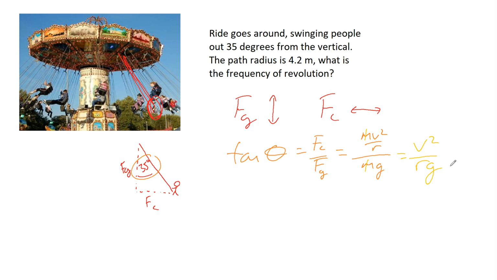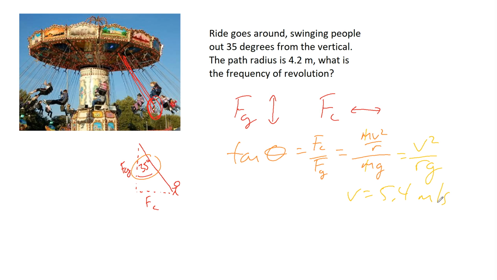We know the angle. V we don't have. We do have the radius and we do have the g. So we can put in our values and solve for the v, hopefully not forgetting to square root. So v squared would be rg times tan theta. We square root it, and if we punch that all out, we should get a v of around 5.4 meters per second. So that's approximately how fast they are going around.